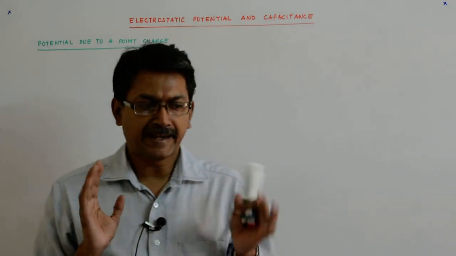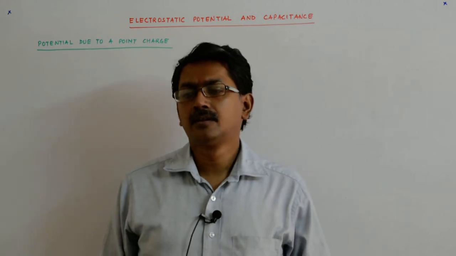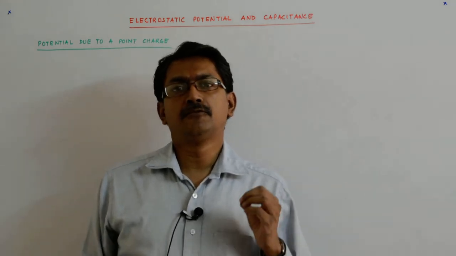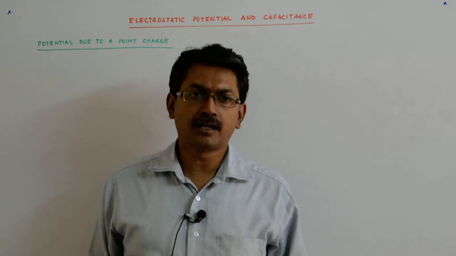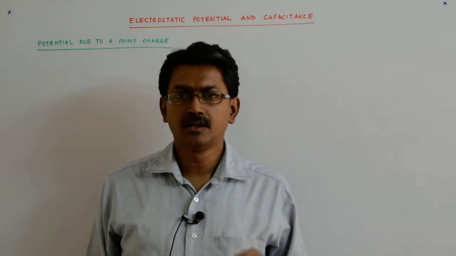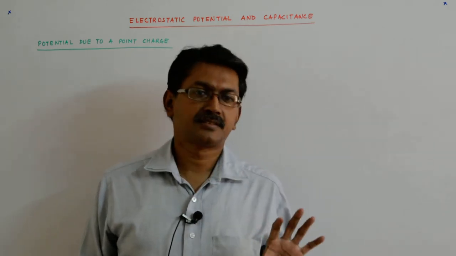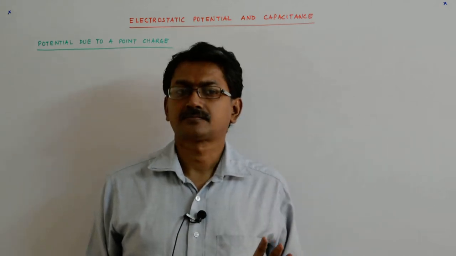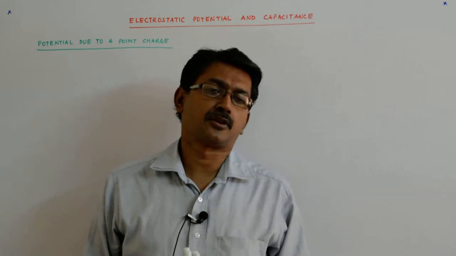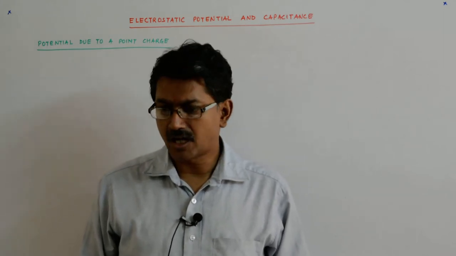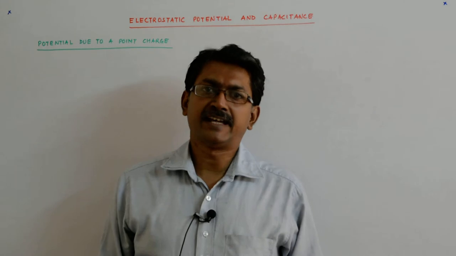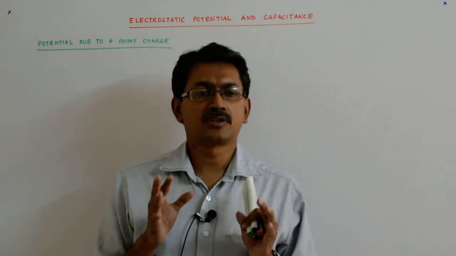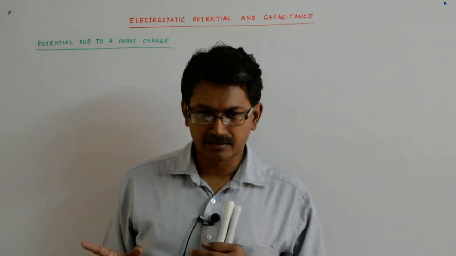So we have defined what electrostatic potential is. We would now like to find out the electrostatic potential at a point, say at a radial distance small r from a given charge, right? Because then only we'll be able to put things in an objective manner. Fine?